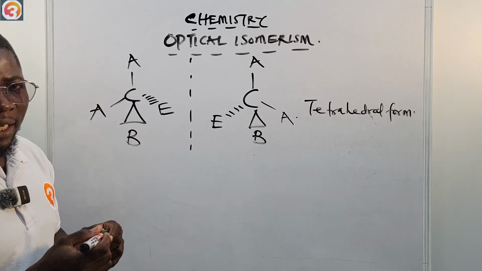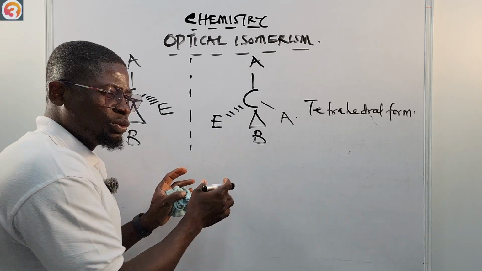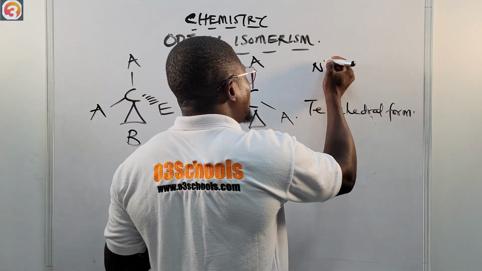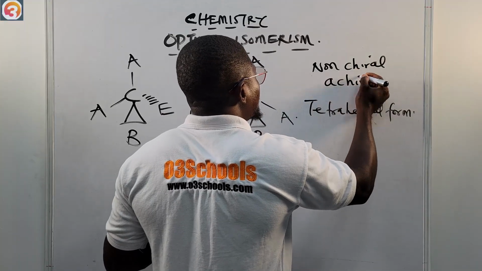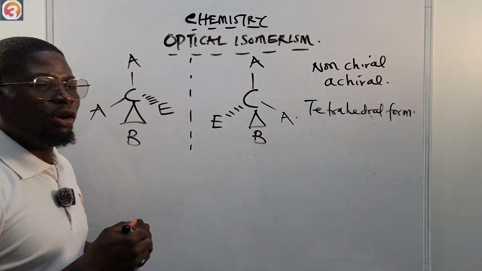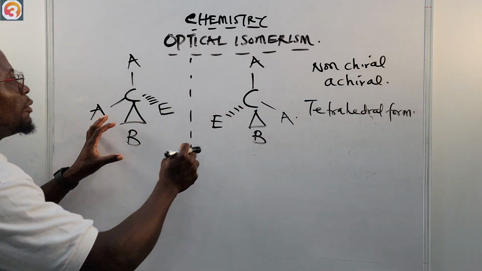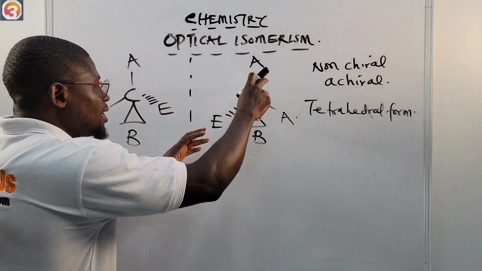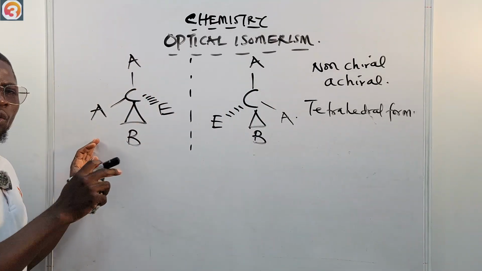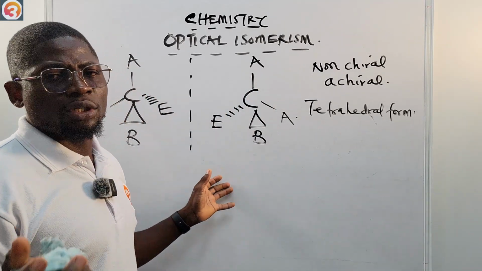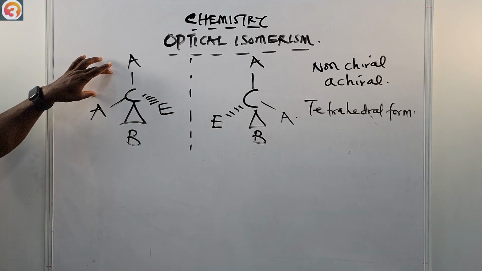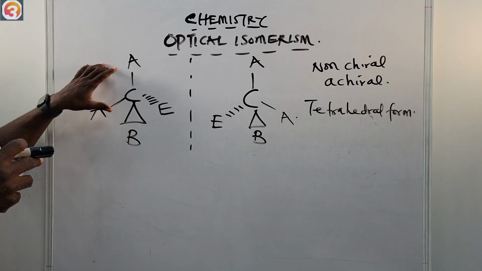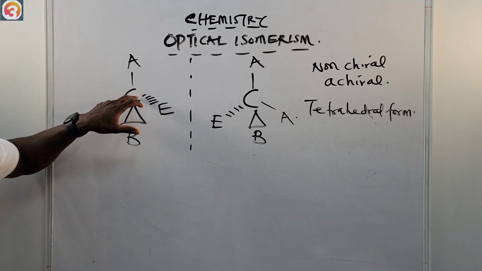They are not chiral. So what we call that is non-chiral, or achiral. We say this molecule is achiral, because we can superimpose this molecule on this molecule with just a little bit of rotation, since we have two identical groups bonded to the carbon atom here.